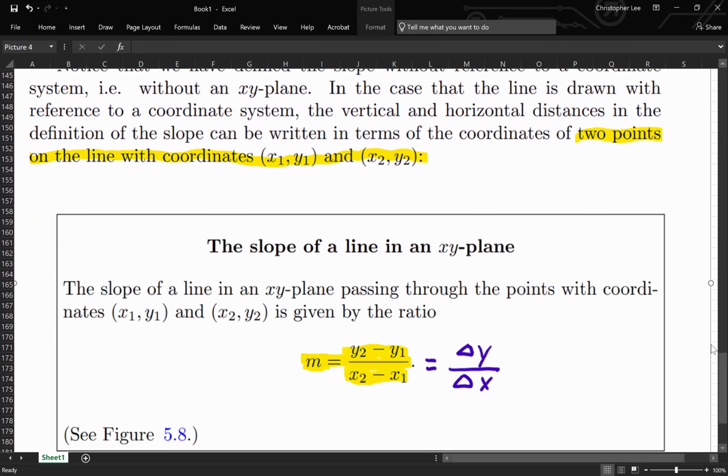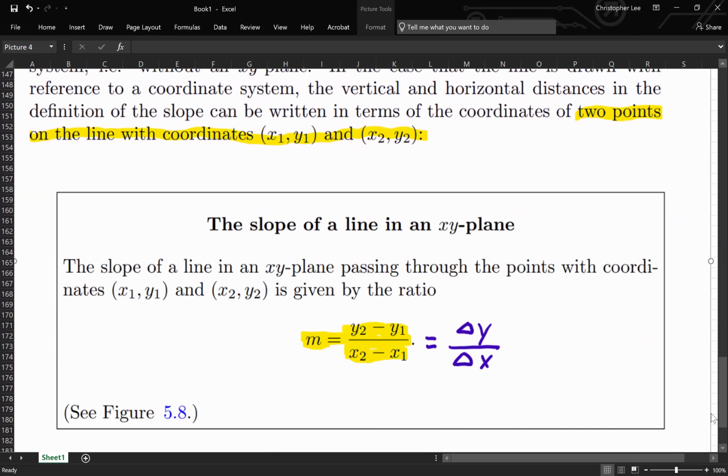All right. So the slope of a line in an xy plane passing through the points with coordinates x1, y1, and x2, y2 is given by the ratio: slope is equal to y2 minus y1 over x2 minus x1. Sometimes we also write that as the change in y over the change in x. All right. And that's how you find slope.